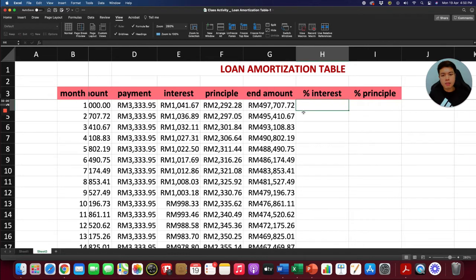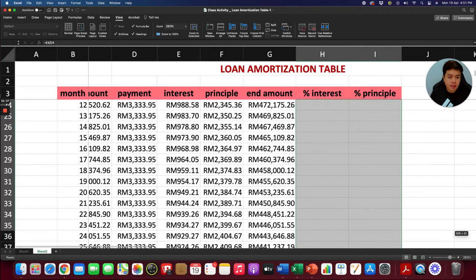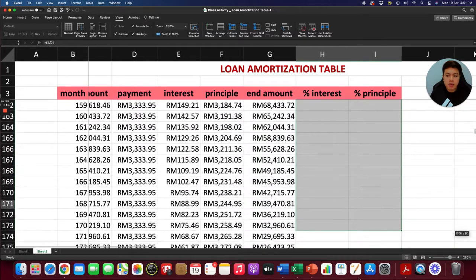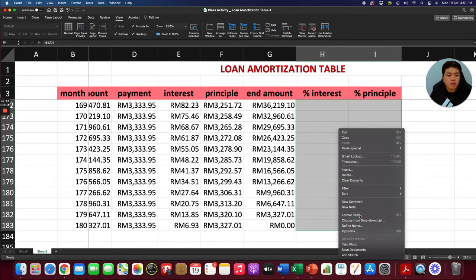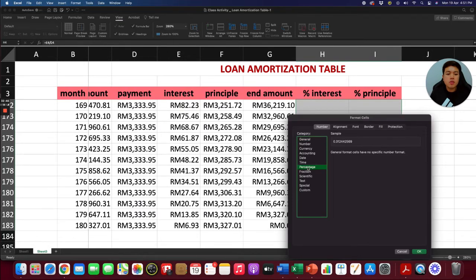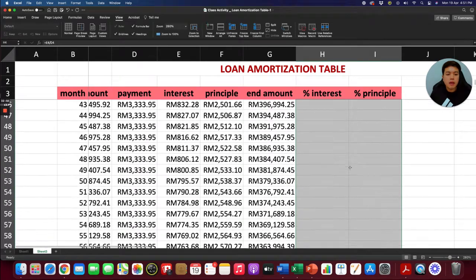So this is simple. Equal sign, this is for interest, right? You take the first month's interest divided by the payment, because this is for payment. So you get this, all right? You want it to be in terms of percentage. What you can do is highlight these cells, highlight until 180, and then right click, format cells, and then go to percentage. Click OK, and there you go.